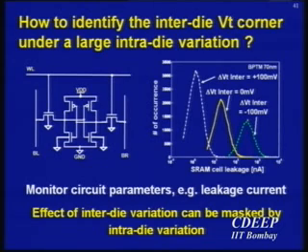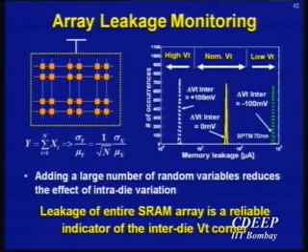But in terms of the array, things are much better. Why are arrays much better? Because if I look at the spread of the variation, one cell spread is going to be sigma over mu x. But if I have n cells like that, that's going to be 1 over root n. So it's a much sharper distribution for the array. So now I can monitor which process corner I'm in, inter-die, and take corrective action.